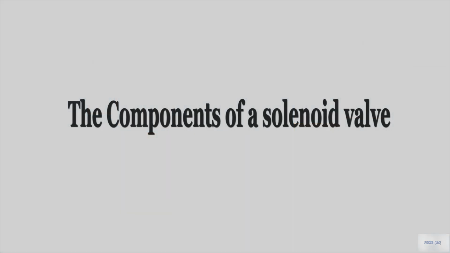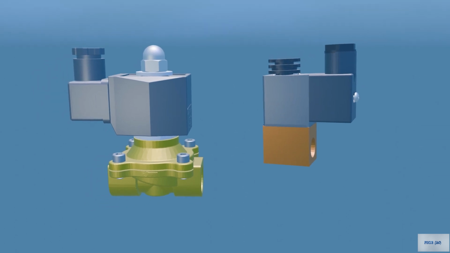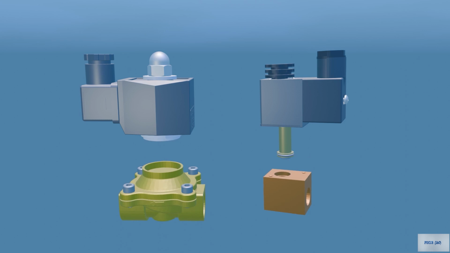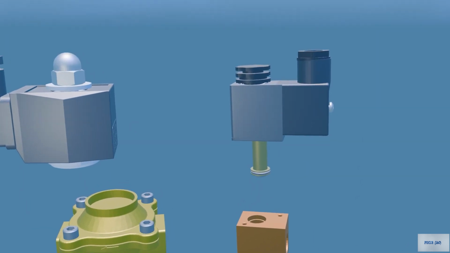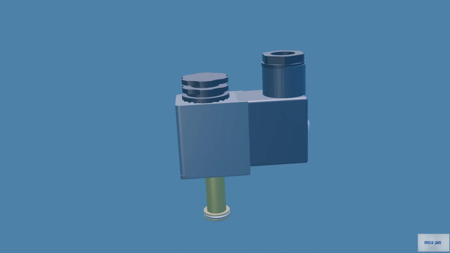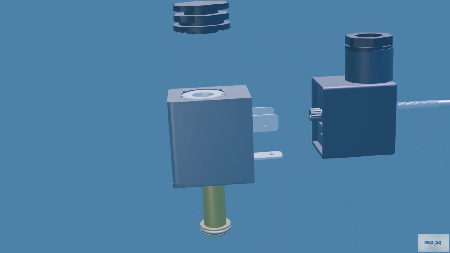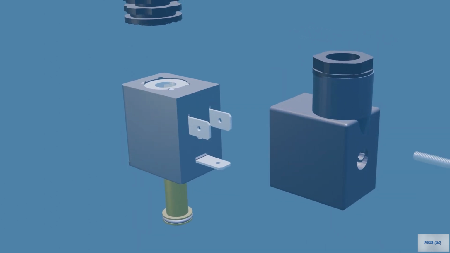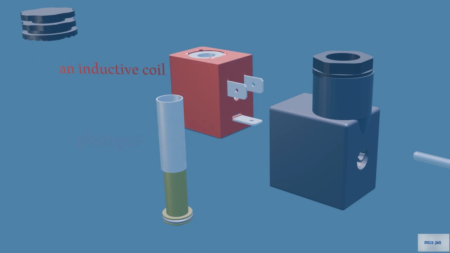The components of a solenoid valve. Solenoid valves consist of a valve body with orifices and a solenoid. The solenoid consists of an inductive coil surrounding a ferromagnetic core or plunger. Electrical connection, core spring, and plug nut.